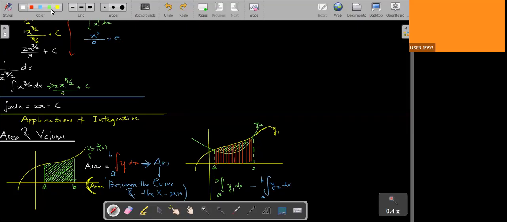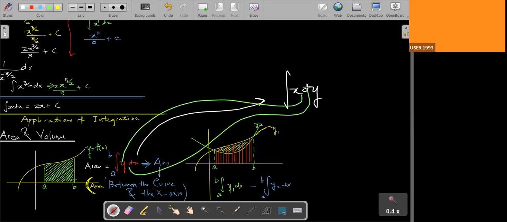Hope you understand the question here. If you want to find the area between the curve and the y-axis, this equation will be completely the other way around. Like integration of x dy. Do you see that? That means y becomes x and then dx will be dy.